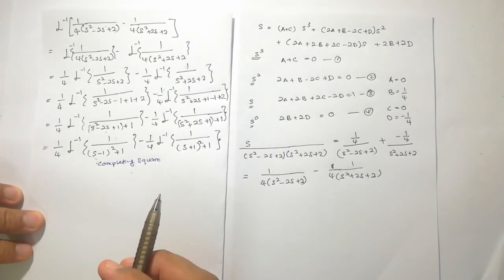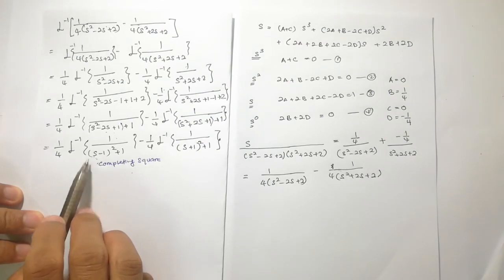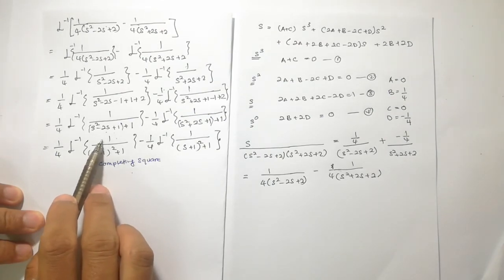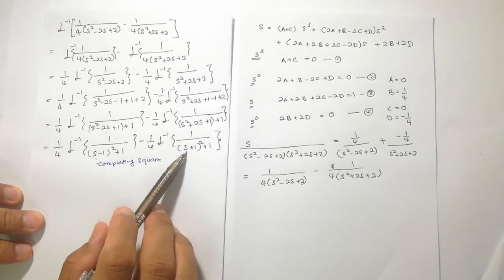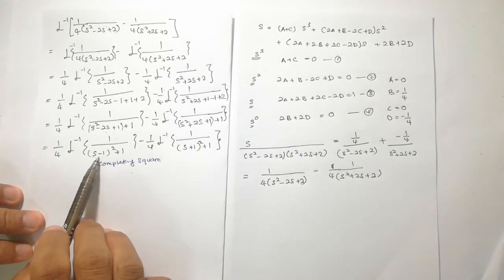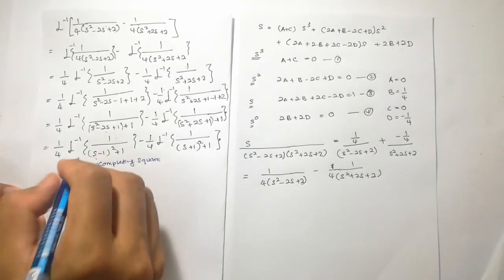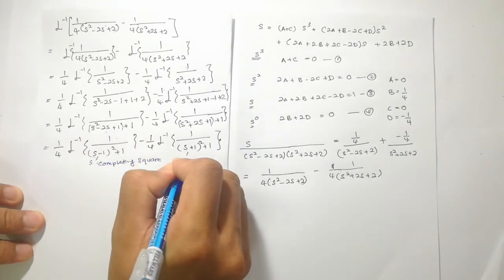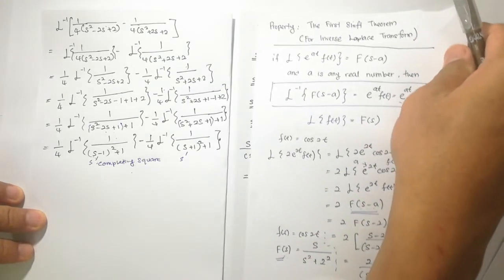The next one is that we will do the first shift theorem. So we have s minus 1, so we can have s over here. We don't have any s as a denominator. Same thing with this one, so you have s minus 1 and then s plus 1. For this case, we can replace s minus 1 with s, and the same goes to this one. And then we will use the first shift theorem for the inverse Laplace transform, which is this one.